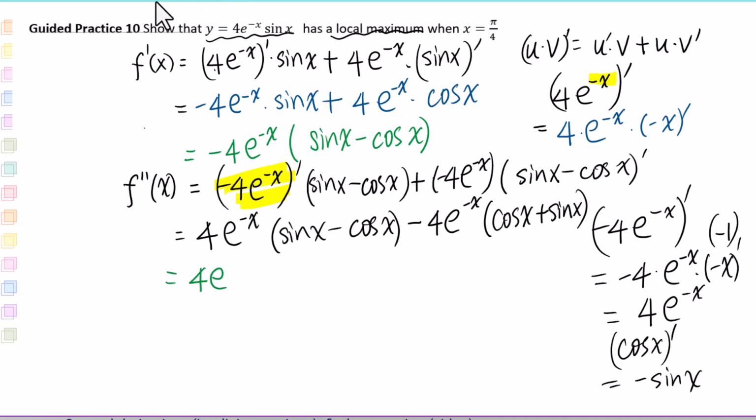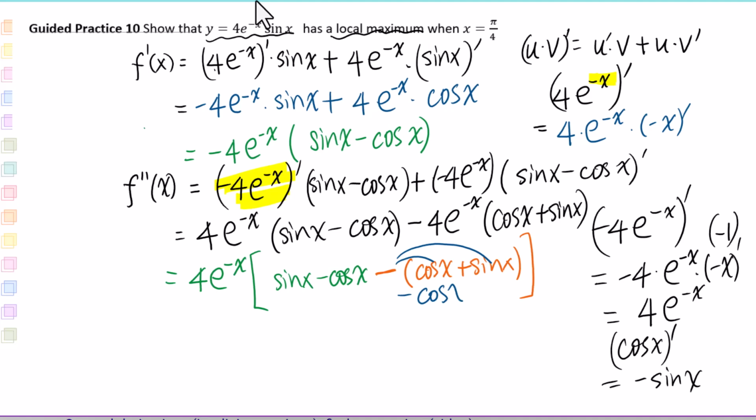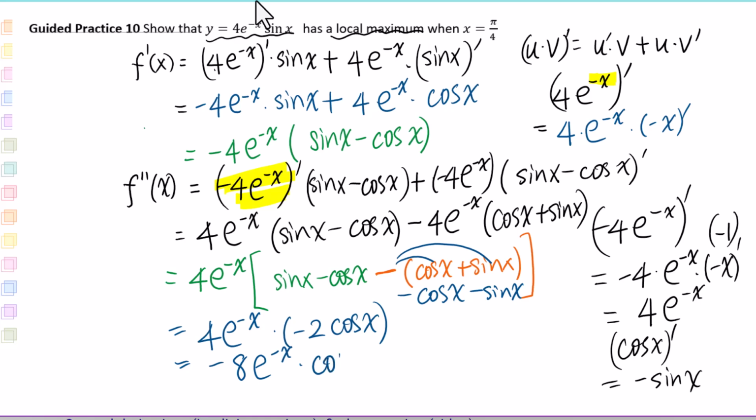Take 4 times e to the negative x power out. We will get sine x minus cosine x, then minus parentheses cosine x plus sine x. Distributive property: negative cosine x minus sine x, equals 4 times e to the negative x power times negative 2 cosine x. Simplify: negative 8 e to the negative x power times cosine x.